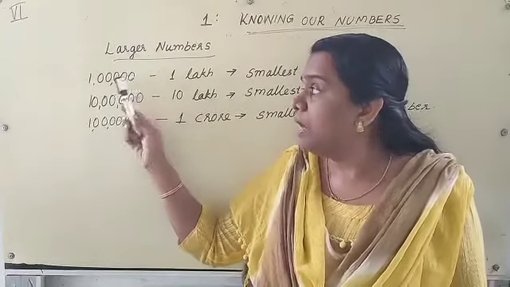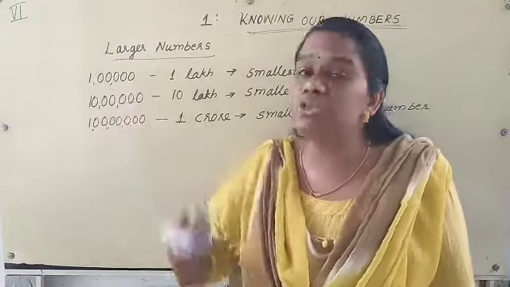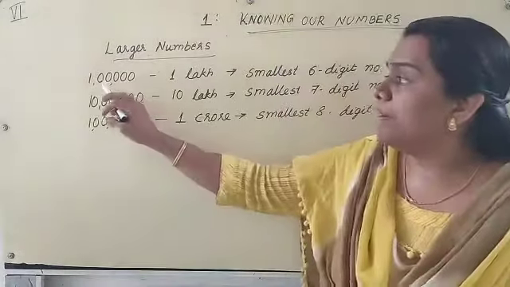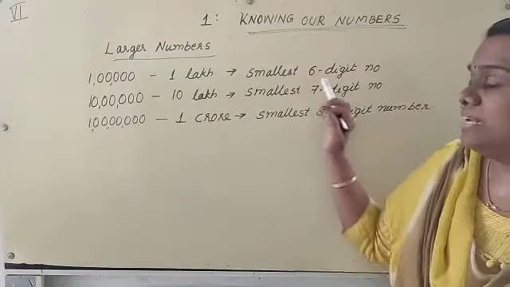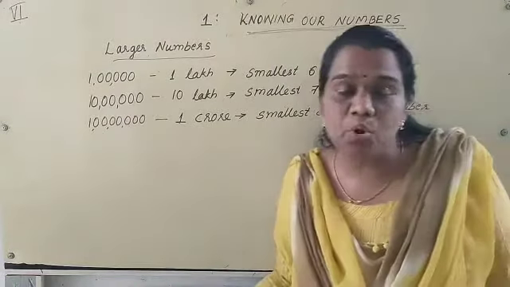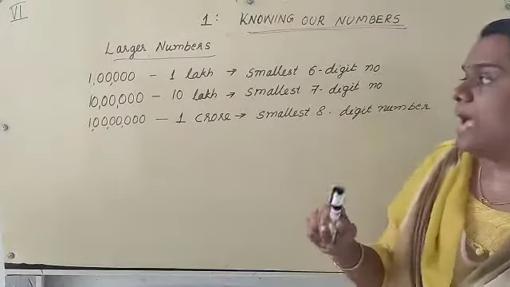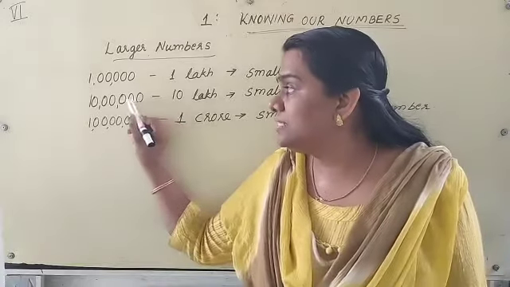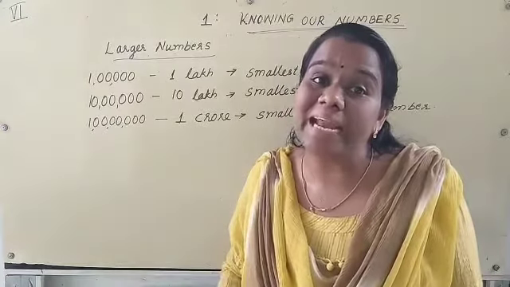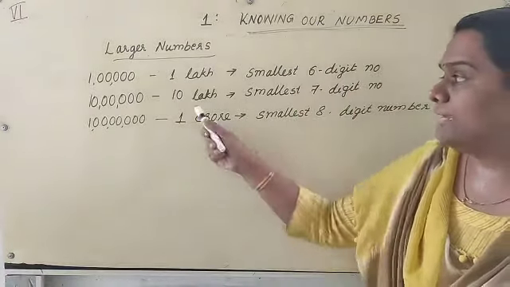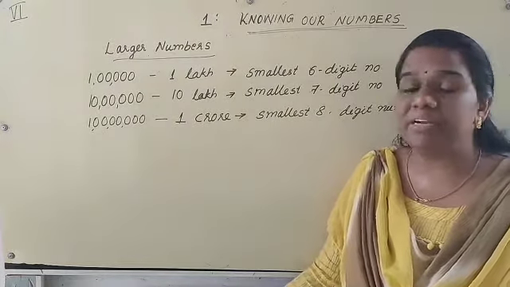I wrote a number here. How to read? Ones, tens, hundreds, then thousands, ten thousands. The next place we call lakh. The number 1 followed by 5 zeros is 1 lakh. That is the smallest 6-digit number. The next place, after ones, tens, hundreds, thousands, ten thousands, lakh, is called ten lakh. So 10 lakh is the smallest 7-digit number.